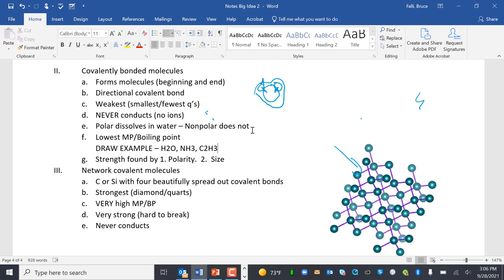They're the weakest because they have the smallest or fewest Qs, meaning charges. They never conduct because they are not made of ions. Polar things can dissolve in water, and nonpolar does not. Water, I want to remind you, has a positive end and negative ends, okay? They have the lowest melting point and boiling point. And then there's an example of water. NH3 would look something like this.